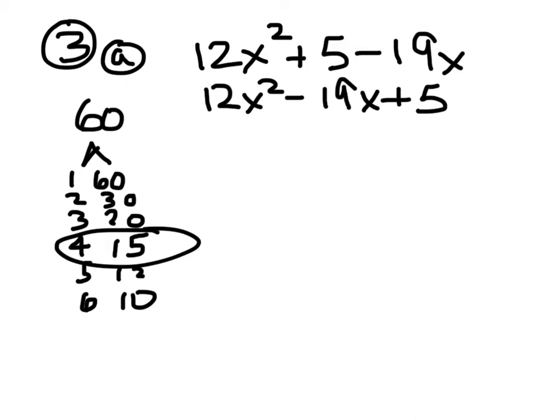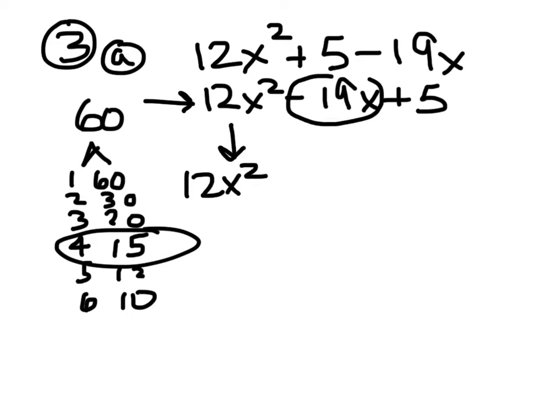Before I factor this, I need to write it in standard form. This is a tricky trinomial. 12 times 5 is 60, and so the 12x squared stays the same, but I'm going to take the negative 19x and rewrite it with a negative 4x and a negative 15x.